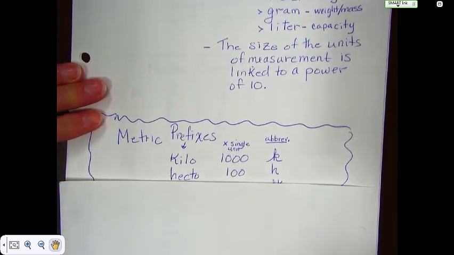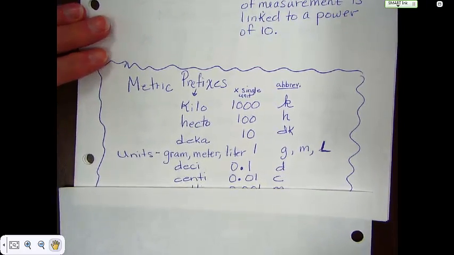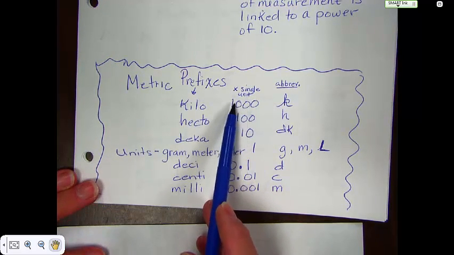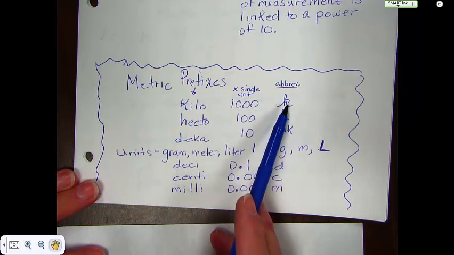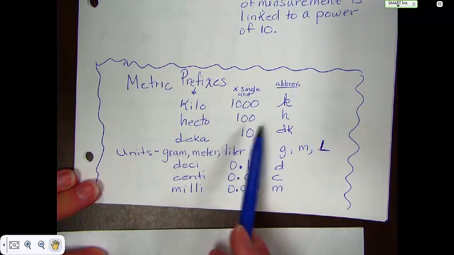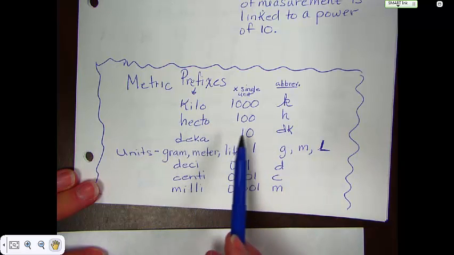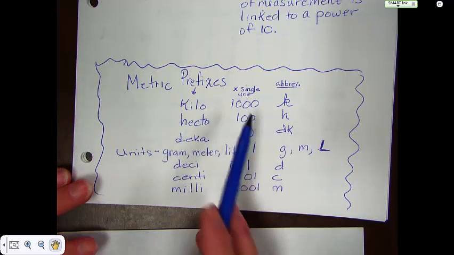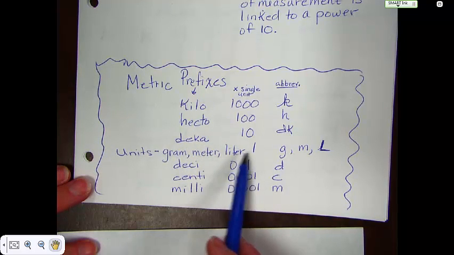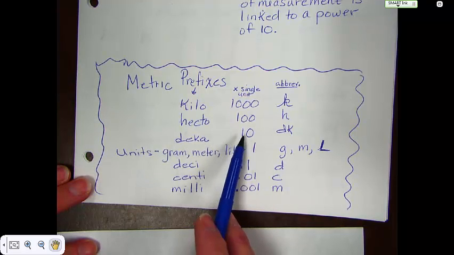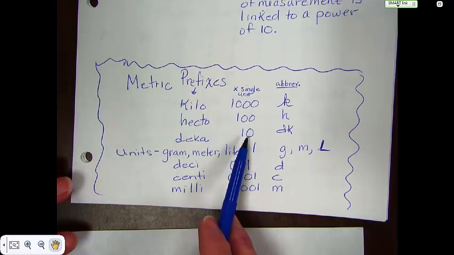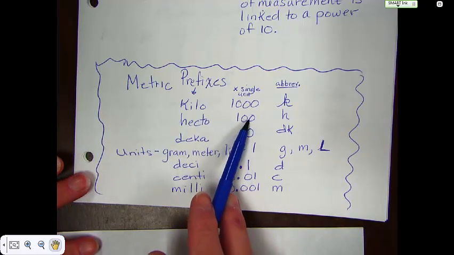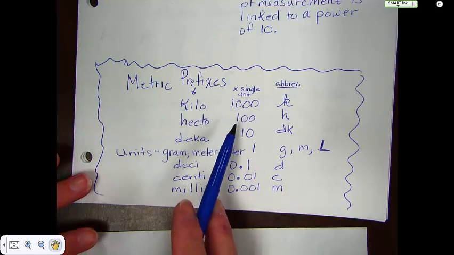Metric prefixes, here's a list of them. You need to put those in your notes. It starts with kilo, and a single unit kilo is 1,000, and the abbreviation is K. Hecto is 100, and the abbreviation is H. Deca is 10, and DK. Now, what is 1,000, 100, 10? 1 liter is 10 deciliters. It takes 10 deciliters, and there's 100 hectoliters and 1,000 kiloliters.